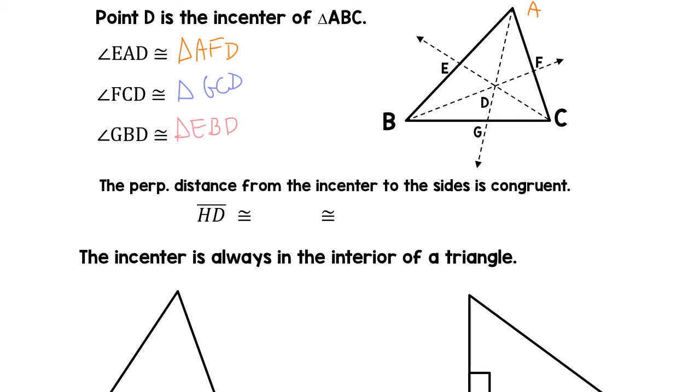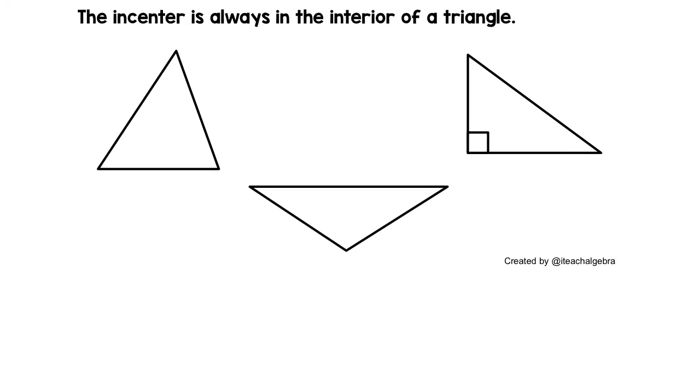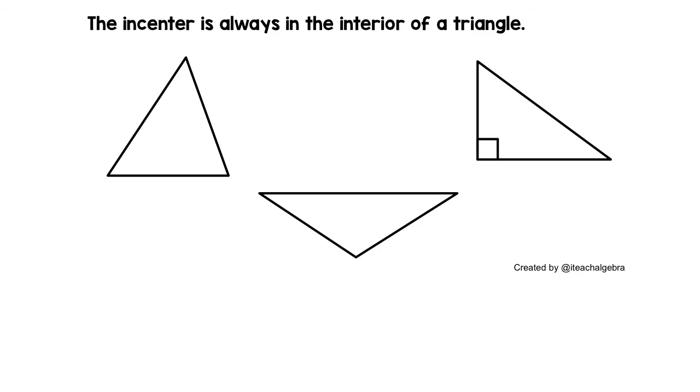So let's call these sides H, I, and J. The perpendicular distance from HD is congruent to segment ID, congruent to segment JD. The incenter is always in the interior of a triangle.